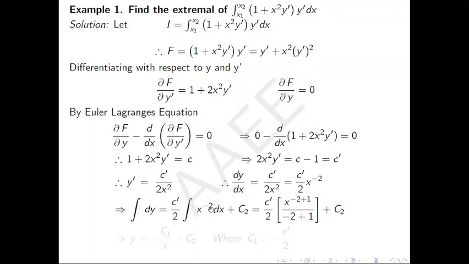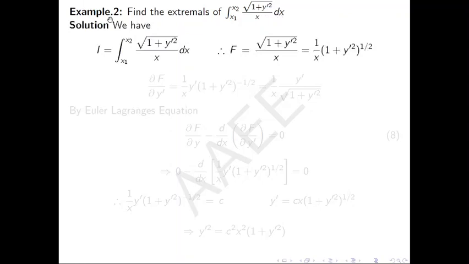The integration of x raised to minus 2 is x raised to minus 2 plus 1 upon minus 2 plus 1, since the integration of x raised to n dx is equal to x raised to n plus 1 upon n plus 1. Now in the next step, minus 2 plus 1 is minus 1, so minus c dash upon 2 will be replaced by c1, giving y is equal to c1 by x plus c2. This one is the required answer.